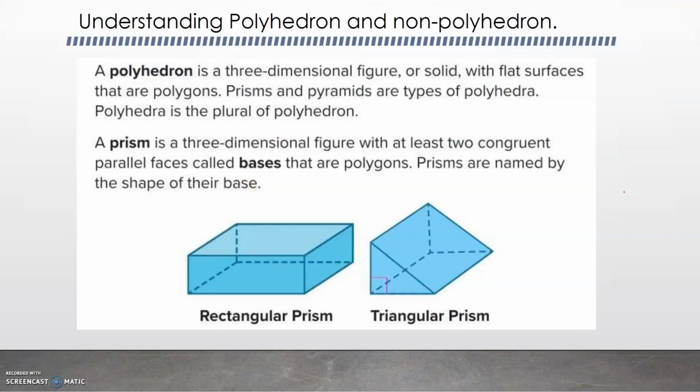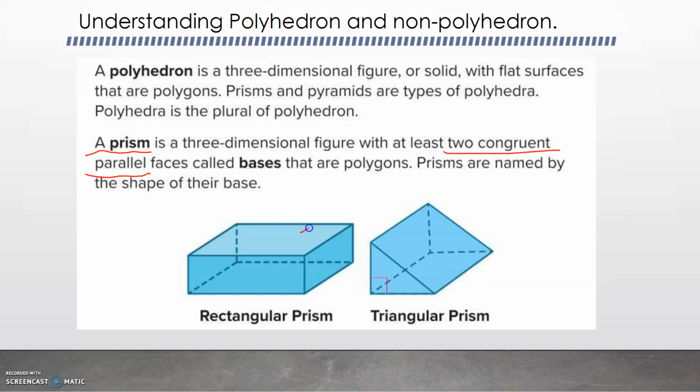We need first to understand what polyhedron and non-polyhedron mean. A polyhedron basically is a three-dimensional figure or solid with flat surfaces that are polygons. There is this thing called a prism. A prism is actually a three-dimensional figure with at least two congruent and parallel faces. So to call any 3D figure a prism, it must have two sides. Both of these two sides are congruent, or equal to each other, and they must be parallel to each other.